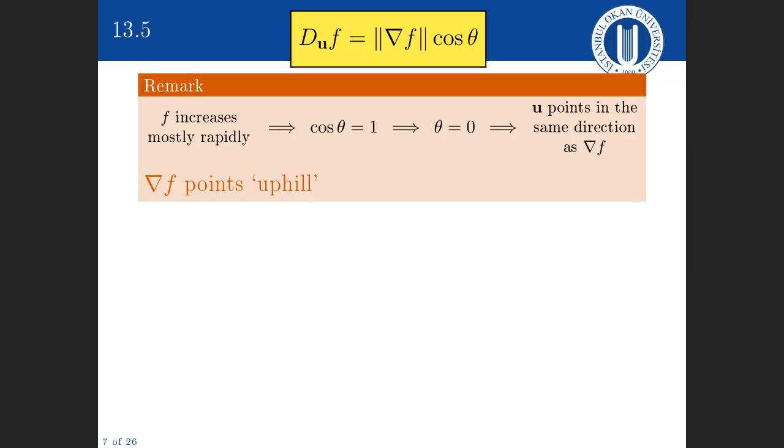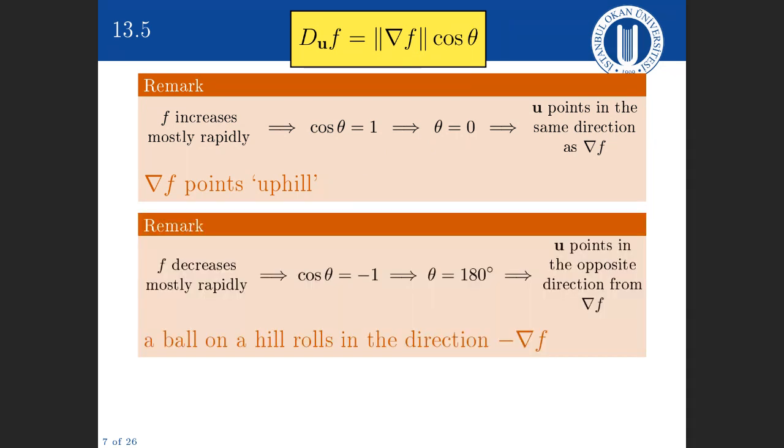How can f increase most rapidly? How can we get the biggest possible directional derivative? We get the biggest possible directional derivative when cos theta is equal to 1. We get cos theta equal to 1 when the angle between them is 0. So we get the biggest possible directional derivative when u points in the same direction as nabla f. That's a proof of what I said earlier today. The gradient vector, we can think of as the vector which points uphill if we were standing on the graph of a function.